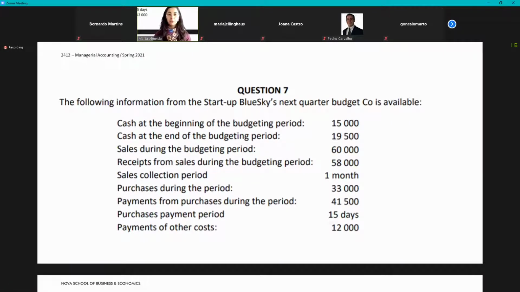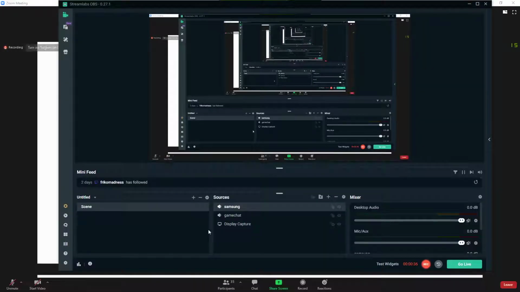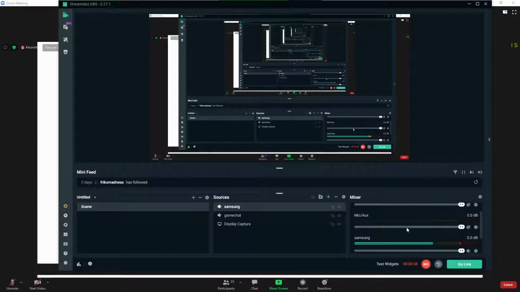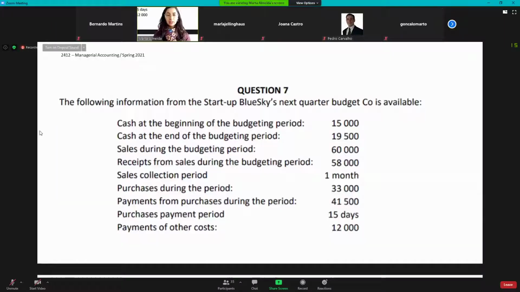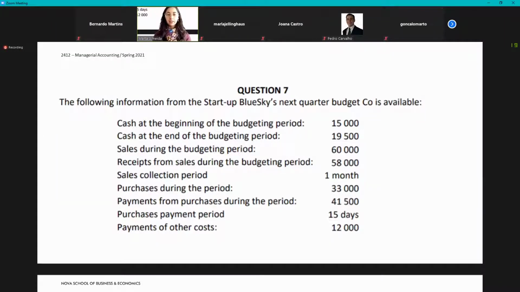We have this information on the budget for next quarter. Remember, a quarter is 3 months. So we have here the cash at the beginning of the budgeting period, the cash at the end of the budgeting period. So cash information, we can find it in a financial statement. Which financial statement can we find this information? Who can let me know?